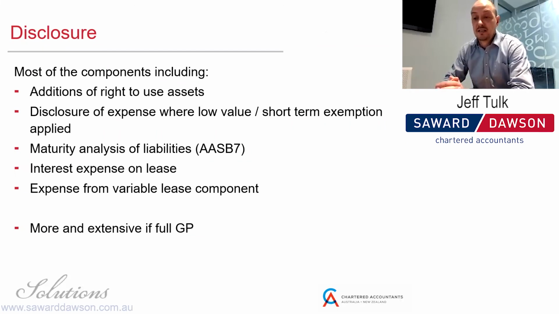Your interest expense on the lease needs to be disclosed, and your expense from variable lease components, for example, where I talked about lease payments that are linked to the level of sales in a retail lease arrangement, are also required to be disclosed. There are even more extensive disclosures than that if you're doing, in effect, full GP. RDR, those people reporting under reduced disclosure, have really the ones I've listed here. Full GP has significantly more disclosures, particularly around the areas of estimation.